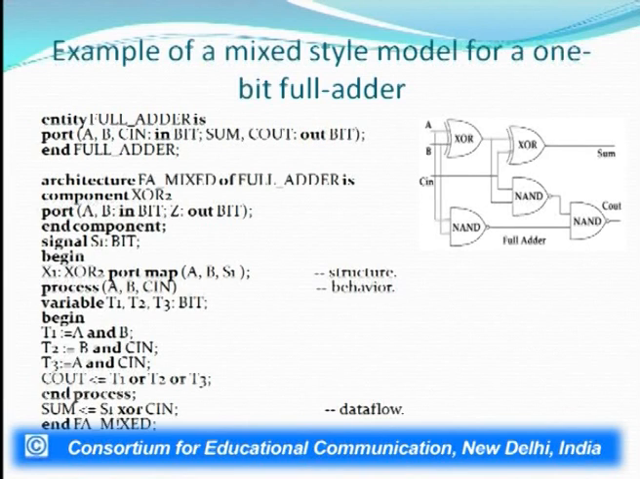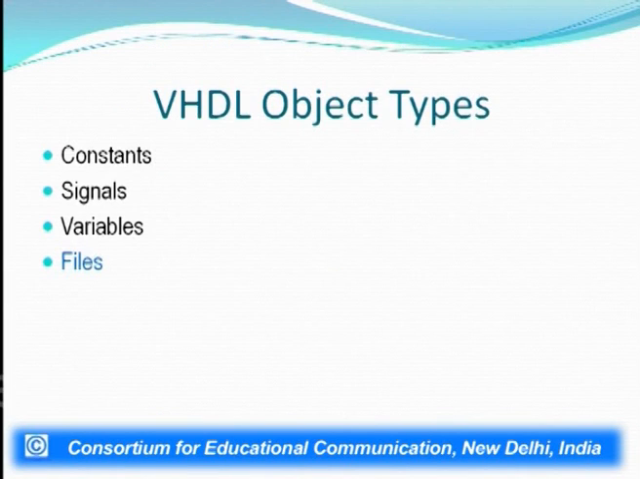So I could have created 2 instances, x1 XOR 2 port map A B S1 and x2 XOR 2 port map, then the second will be S1 Cin and sum. So the last statement of calculating the sum using data flow could have been easily removed. Now, what are the different types of VHDL objects that are defined?